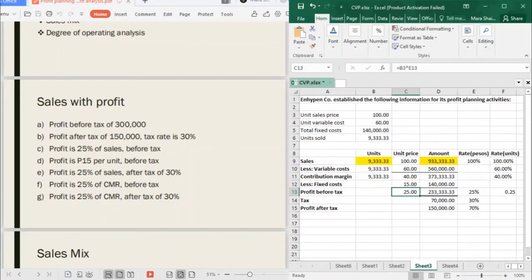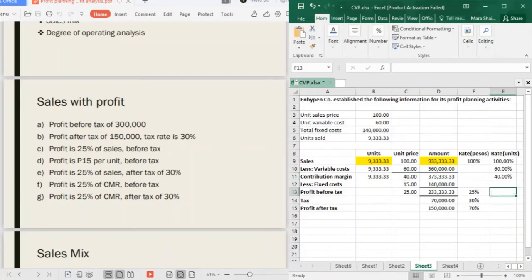So, if it's the sales amount, you can make use of your contribution margin. If what is being asked is sales in peso, you can use the contribution margin rate minus the net profit rate, and divide the fixed cost by it. If you are on the units side, and units are being asked, you base it on the unit costs. So you do it that way.